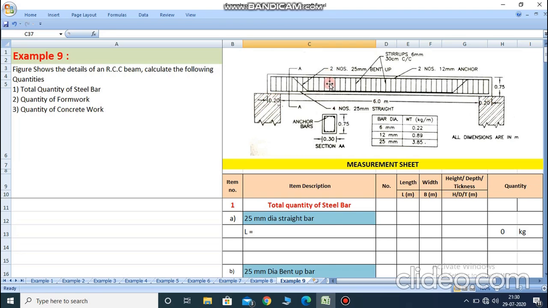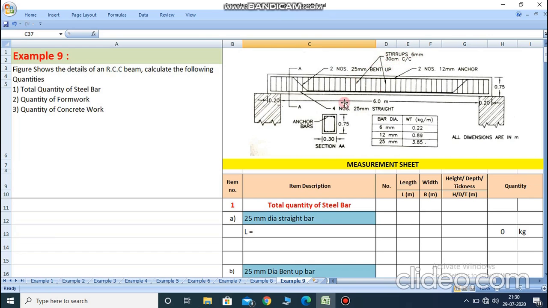So here the cross section is given, and here section AA is given. Here the dimension of the RCC beam is given, 0.30 width and 0.75. Sorry, all the dimensions are in meter. So 0.30 meter width and 0.75 meter depth of the beam. And here stirrup is given 6 mm dia, at 30 centimeter center to center distance.